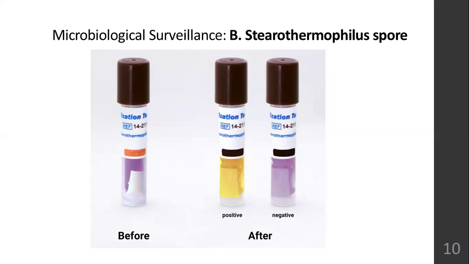Next is the microbiological surveillance. Here certain bacteria are used. In your textbook, they have given the example of B. stearothermophilus spore. This is a bacteria which has a spore, and the spores of this bacteria are used.